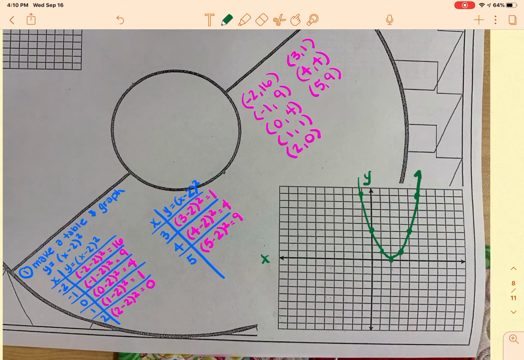And then I'm going to go through and make my line through here. Okay, remember, it should look like a U down here, not a V. So absolute value would have a V. These do not have that. Okay, we have one more that we're going to do on here.